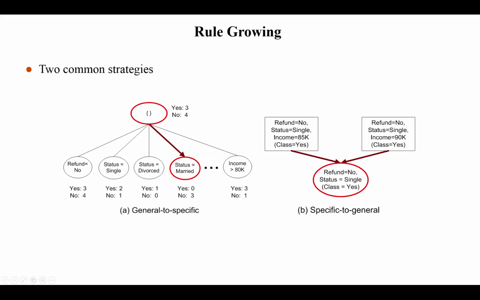So the conjunct can be refund is no, or status is single, or divorced, or married, etc. The conjunct status is married has the highest accuracy, which is 100. You may notice that the other conjunct also has 100% accuracy. However, it has lower coverage because there is just one record. So the first conjunct to be included is status is married. With the specific to general strategy, conjuncts are removed to cover more positive records.